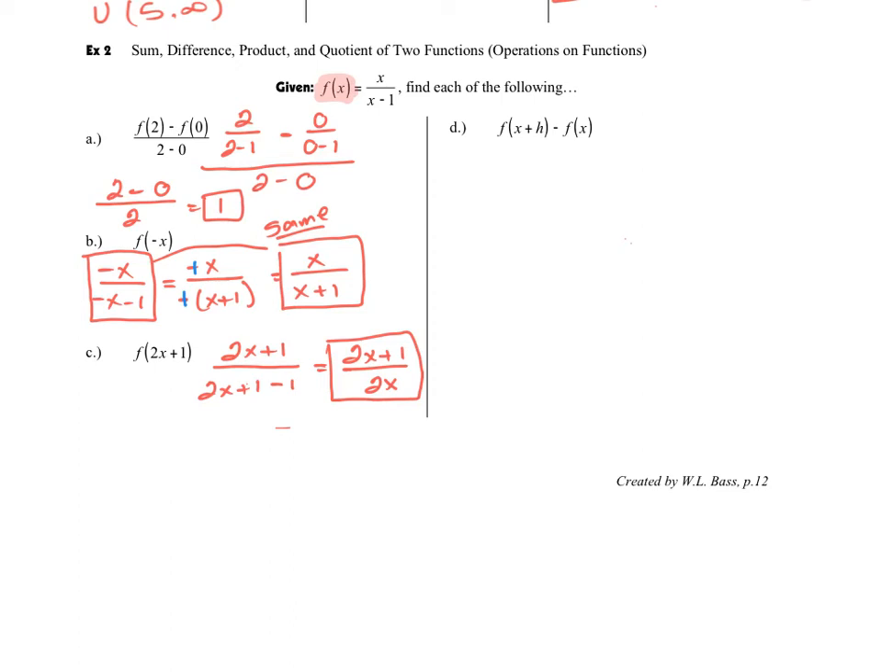So working with our first function here, we're going to have our x plus h all over our x plus h minus 1, and then we're going to subtract the original function of x over x minus 1. I'm going to erase this here. Small little spot there, sorry about that. Then we're going to get our common denominators. So our first fraction is going to be multiplied top and bottom by an x minus 1.